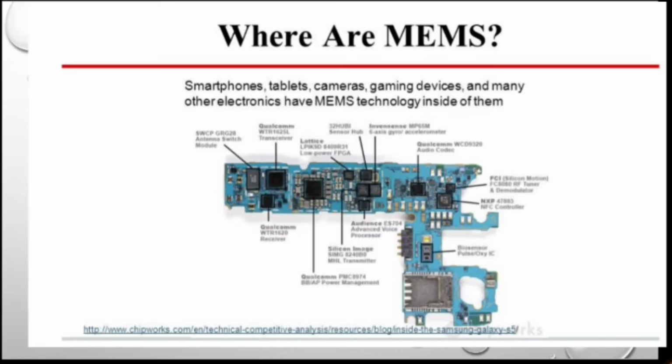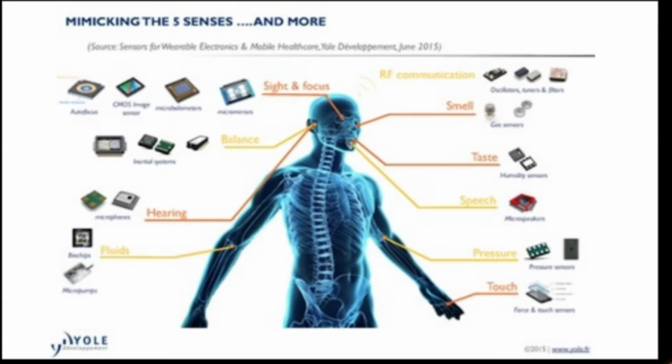Where are MEMS? We have seen MEMS in smartphones, tablets, cameras, gaming devices, and many other electronics that have MEMS technology inside of them. Next is the structure of MEMS. ICs can be thought of as the brains of a system, and MEMS augments it with the sensors and limbs.